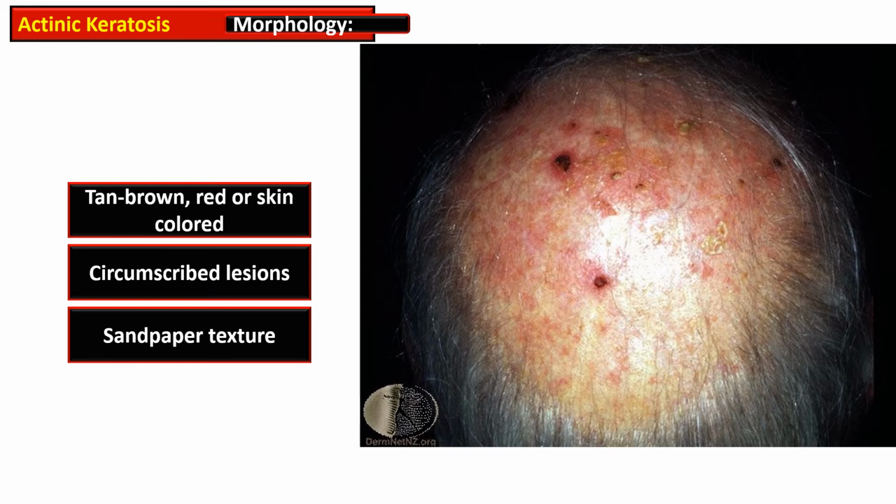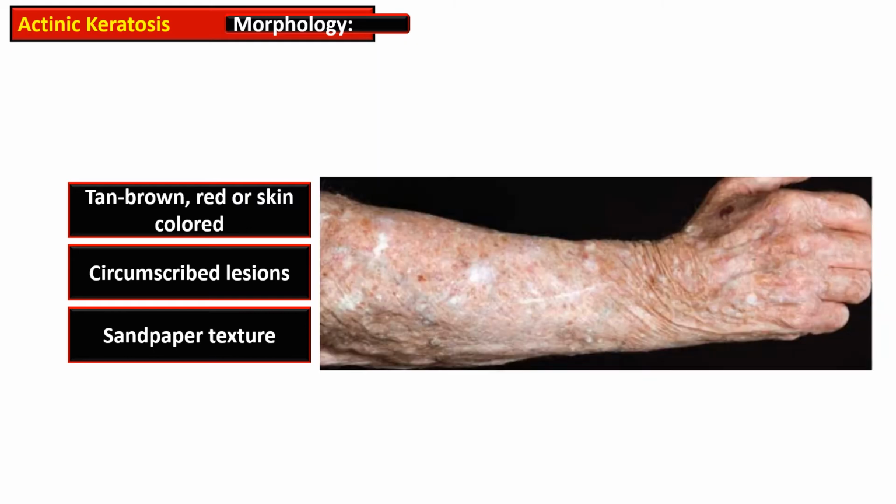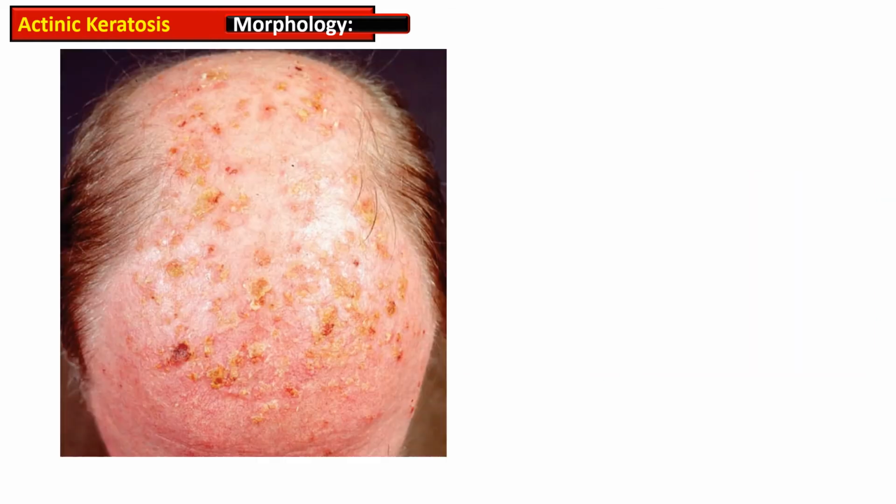So this picture is showing the features of actinic keratosis. The lesions are tan brown, red or skin colored. These are circumscribed and have a rough surface. There is another picture showing numerous red or skin colored circumscribed lesions that are rough in appearance. So this is the gross picture showing actinic keratosis lesions.